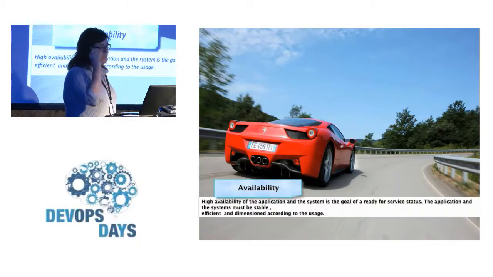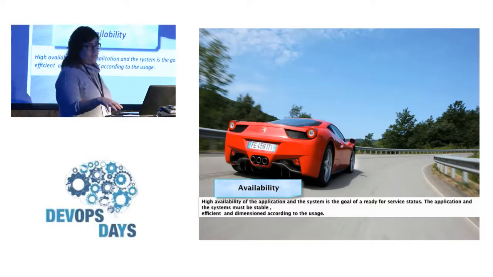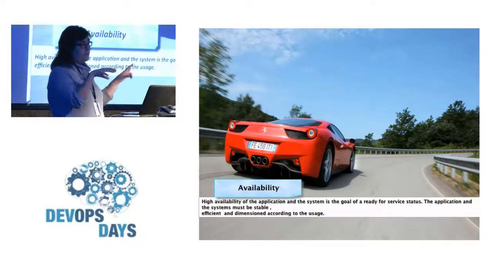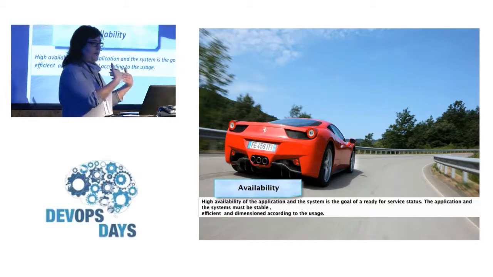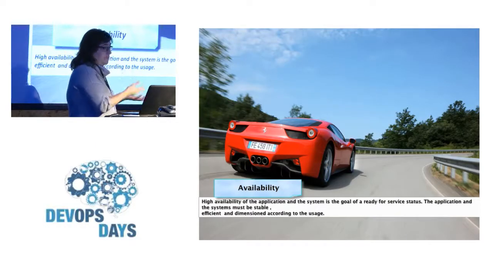So actually, in our milestones, we have a ready for acceptance and ready for service. Most of it, the ready for acceptance milestone, is for the application itself, whereas ready for service is checking that all the system and the platform is perfectly deployed to give service. So it's the application and the system that must be stable, efficient, and dimensioned according to the usage.